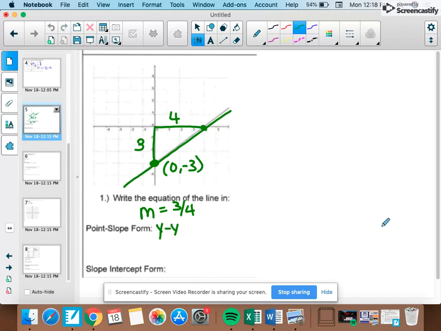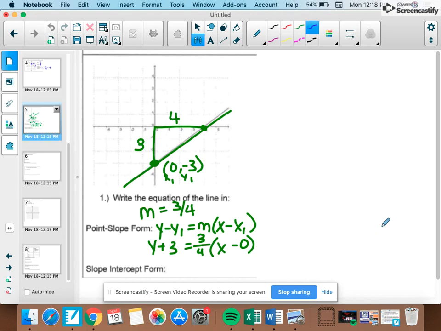So remember, point-slope form is y minus y1 equals m times x minus x1. So y minus y1, so my point is x1 and y1, minus a negative 3 becomes plus 3. The slope is 3 over 4. x minus x1 is 0. So that would be the equation in point-slope form. And again, you could pick any point on that line. It doesn't have to be the y-intercept.